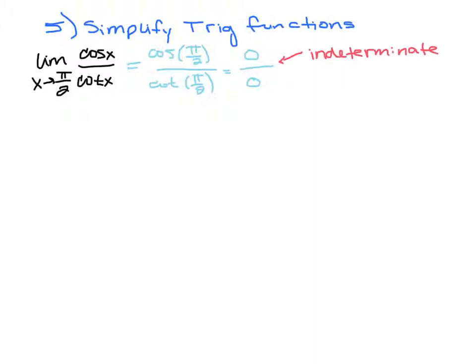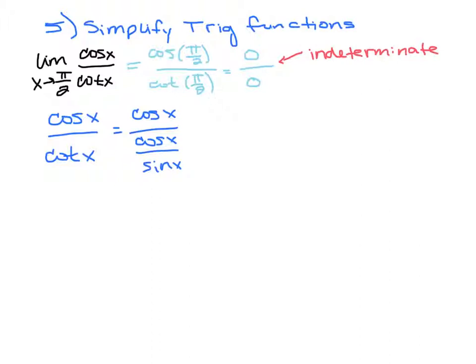So we are going to try and simplify the function so we can evaluate it and learn something better about the graph. So you have cosine of x over cotangent of x. What is cotangent of x? Cotangent is 1 over tangent, also it's cosine of x over sine of x.